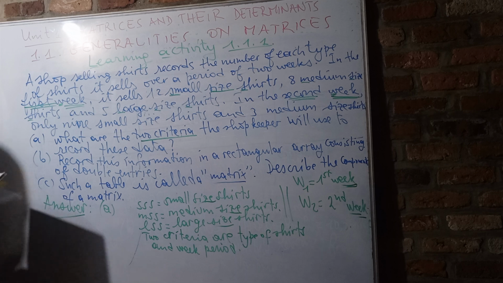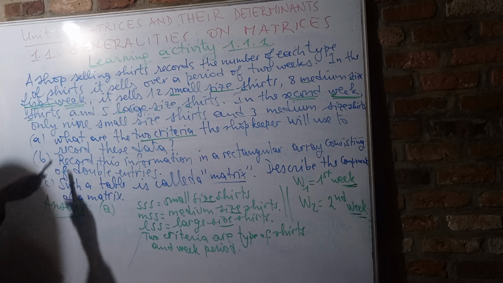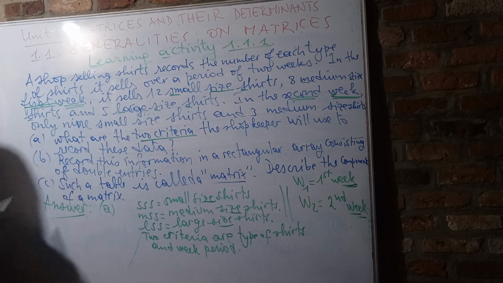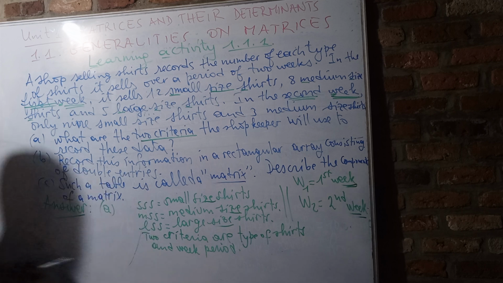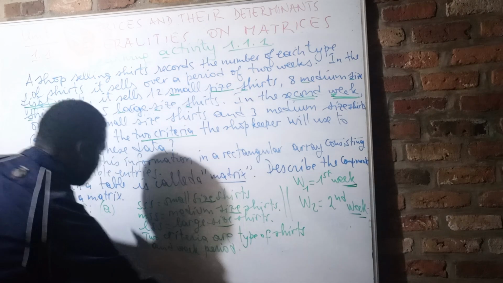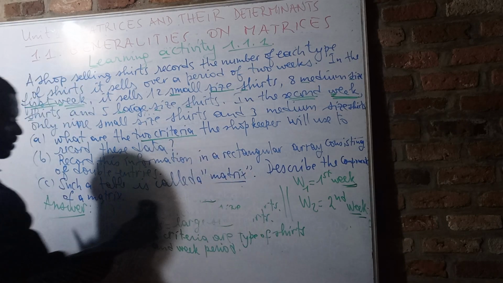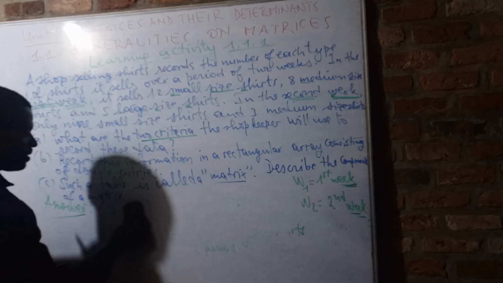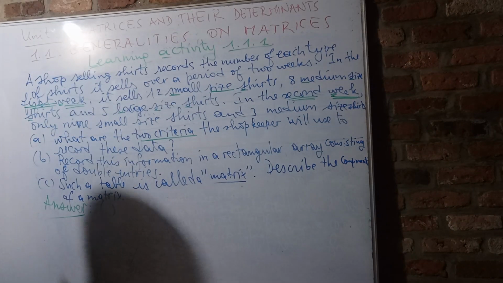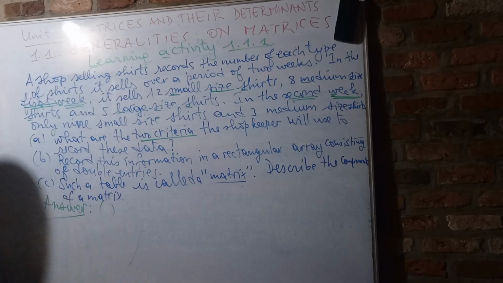Now we can record this information in a rectangular array consisting of double entries, of course, about size and about week. Okay, let us work on sub-question B. So now in this case, sub-question B.